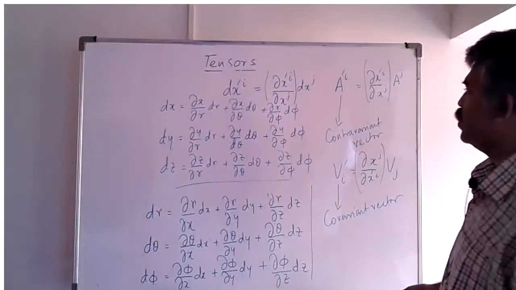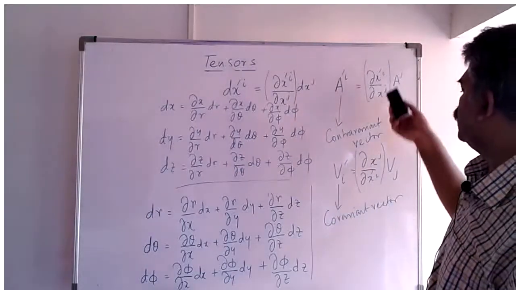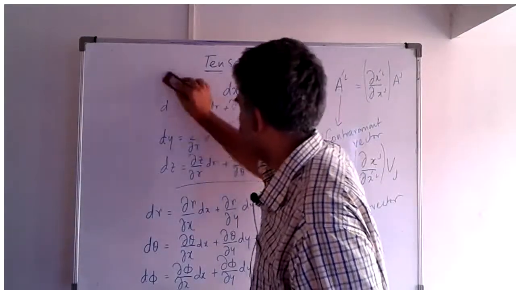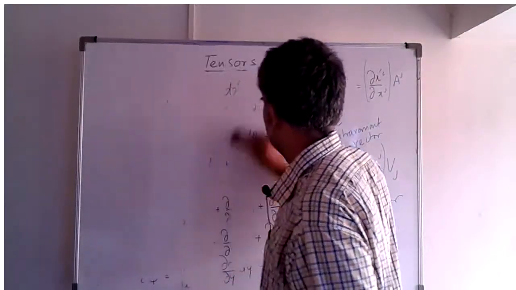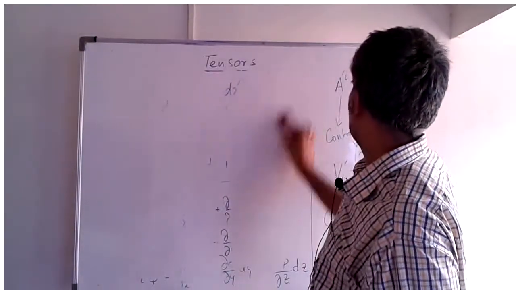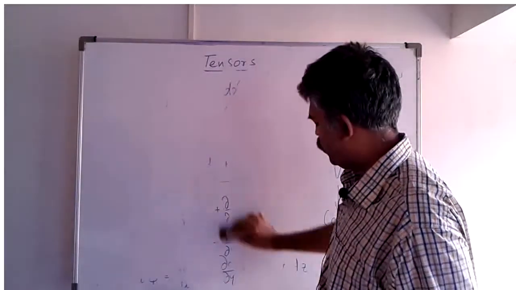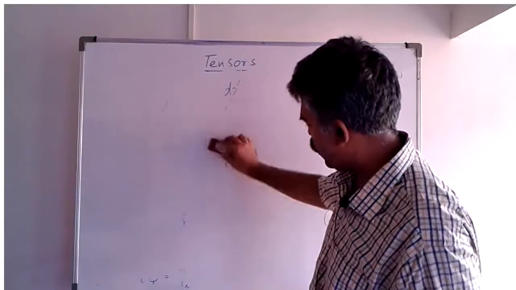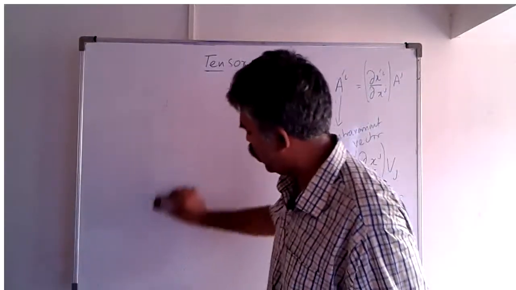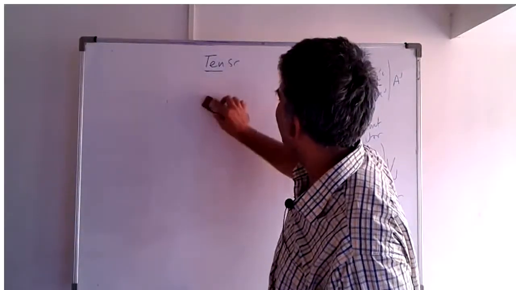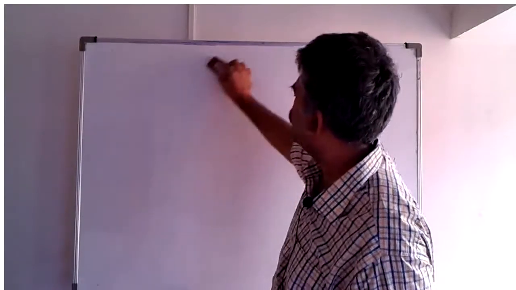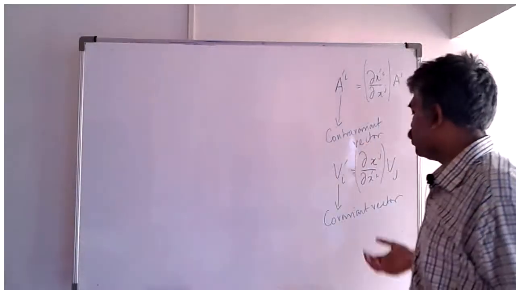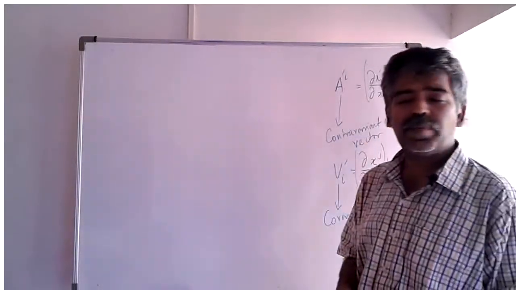Let's see the contraction. So this is a contravariant vector, this is a covariant vector. If you contract them, what happens? A contravariant tensor, or contravariant vector, rather a tensor of rank 1, is a vector which transforms like the displacement, right? And a covariant vector transforms like the field.